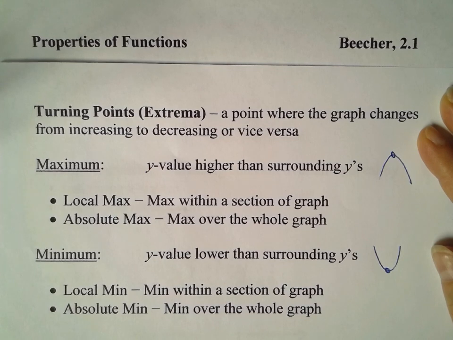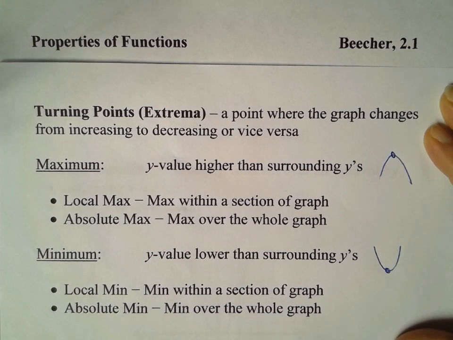The same can be said for the minimum. We could have a local minimum, which would be a minimum over a section of the graph, sort of a point at the bottom of a valley. That point may not be the lowest point on the whole graph, but within that section it is a low point. And compare that with an absolute minimum, which would be the lowest point on the whole entire graph.